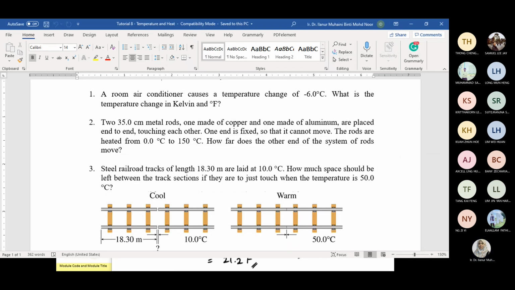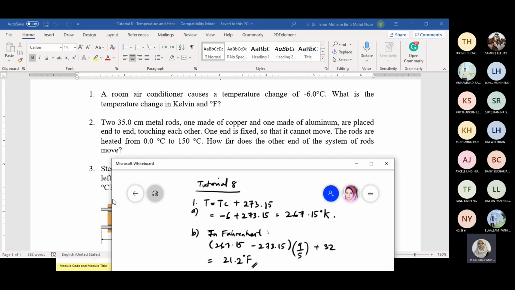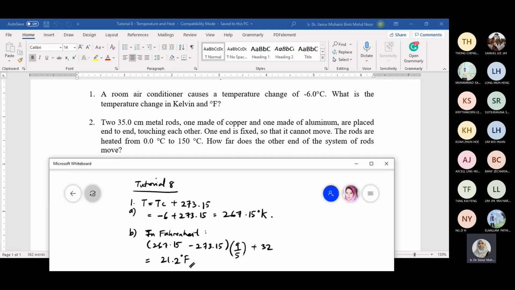Okay, now we will do question number 2. A 35 cm metal rod. So this is the same as the one in the slide just now. Okay, the rods are placed end to end touching each other. One end is fixed so that it cannot move. The rods are heated from 0 degrees Celsius to 150 degrees Celsius. So the original temperature T0 is 0.